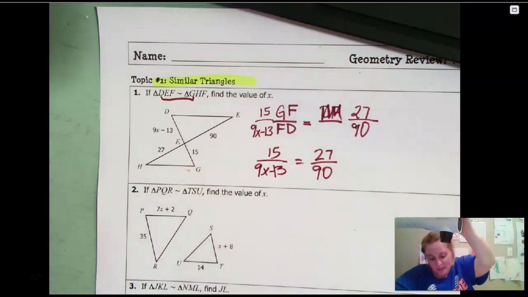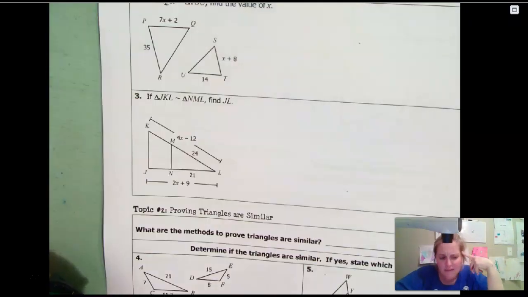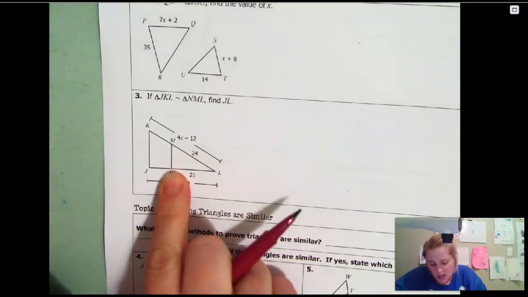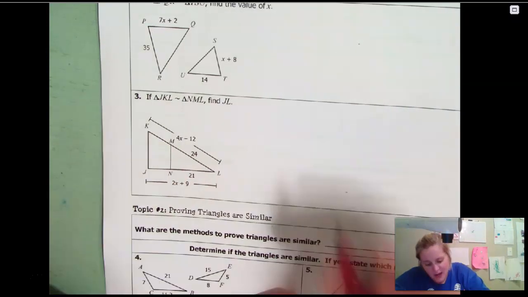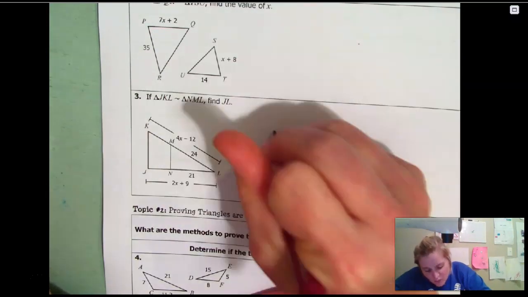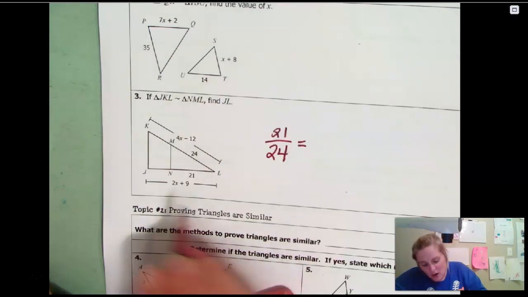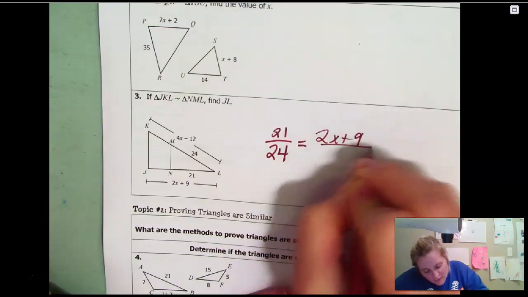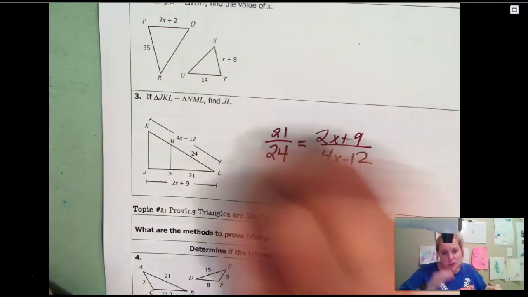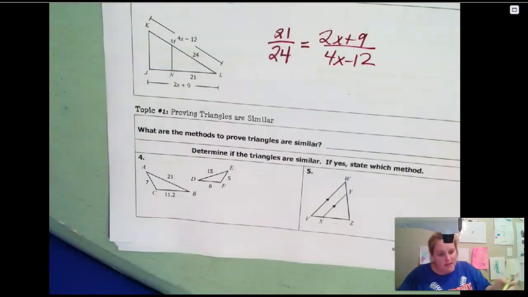Same thing with number 2, and then with number 3, what we have right here is a triangle that's been cut. If you remember this from class, we were able to just compare the parts, like 21 over 24 is going to be equal to the whole over the whole. So 2x plus 9 over 4x minus 12. Then you just cross multiply and solve. So that should be pretty easy. Sorry if I made that harder than it should have been.